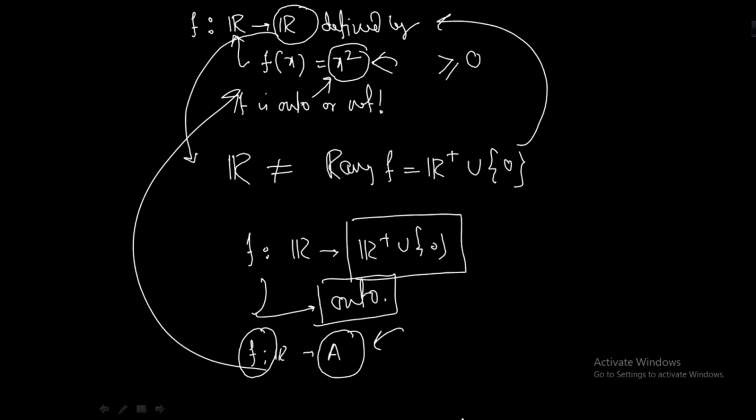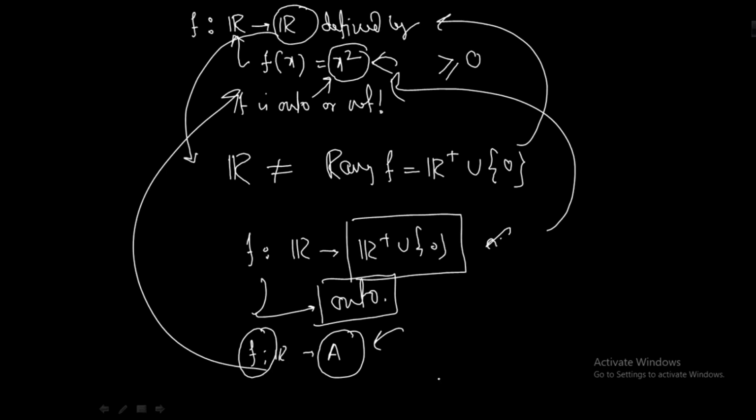Then the function becomes onto, because we can see all the images are of the form x square, and the square of any real number can never be negative. So no negative real number can be treated as the image of any of the reals. Is that clear? Yes or no? Answer.